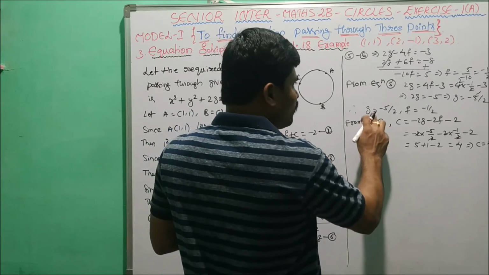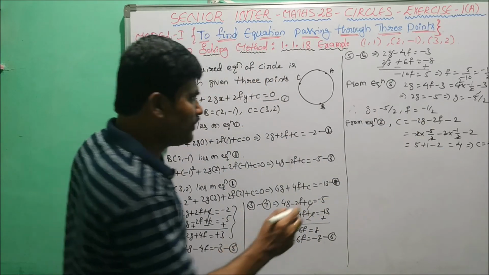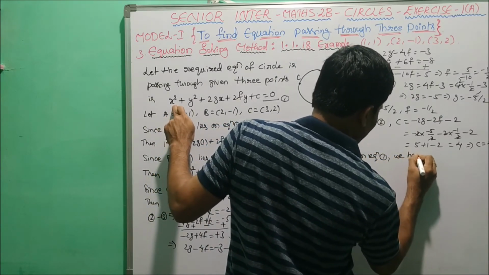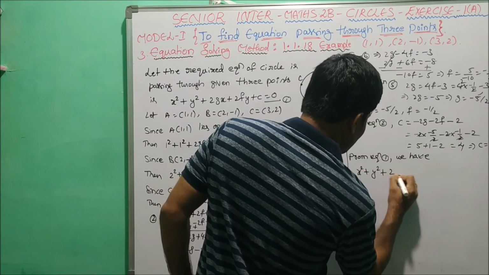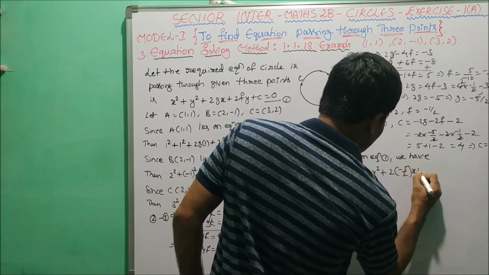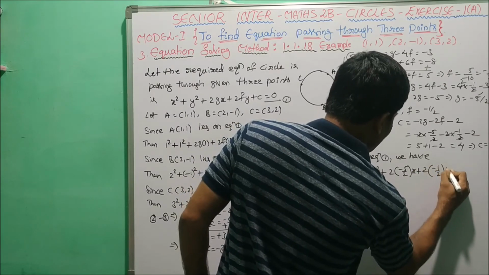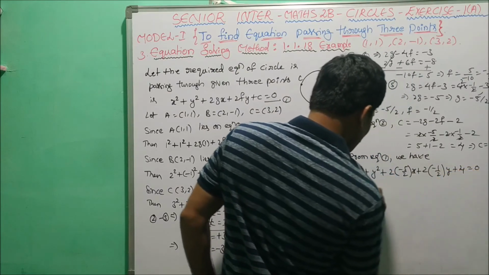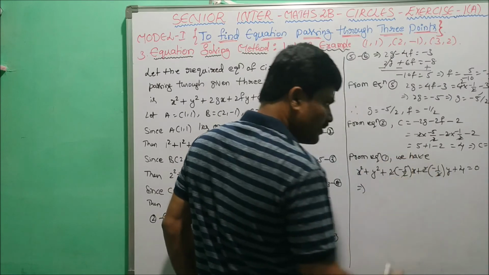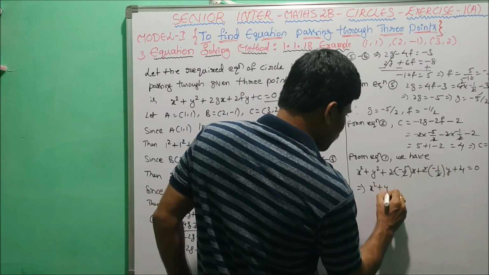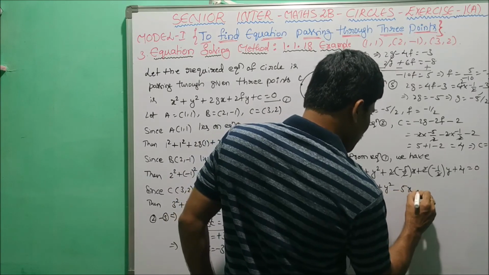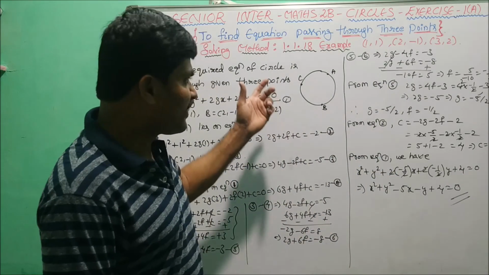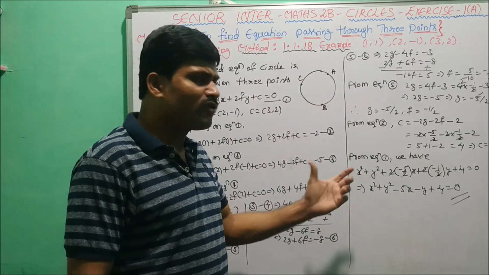Now here substitute g, f, c in the general form of equation 1. From equation 1 we have x square plus y square plus 2 into minus 5 by 2 into x plus 2 into minus 1 by 2 into y. Here g and f are minus 5 by 2, minus 1 by 2. C value is 4, equals 0. Here 2's cancel in x and y terms. The required equation is x square plus y square minus 5x minus y plus 4 equals 0. This is the equation of the required circle which is passing through the given points. This is the solution.